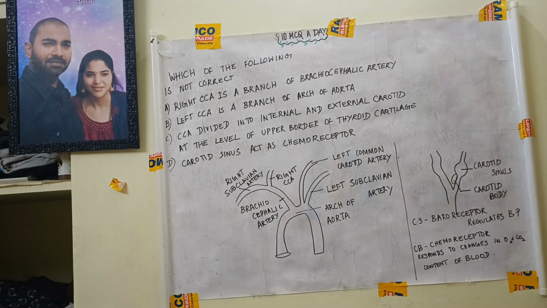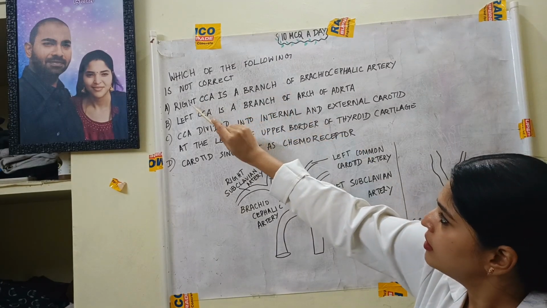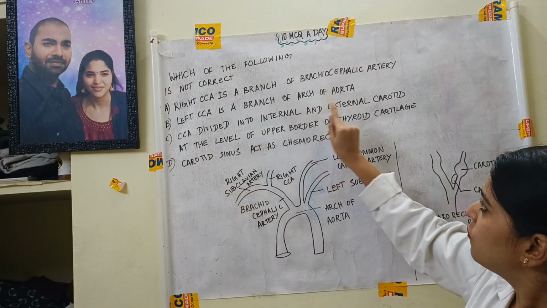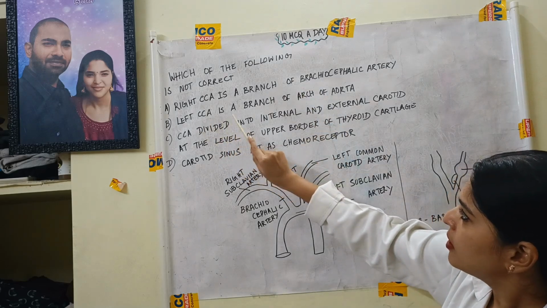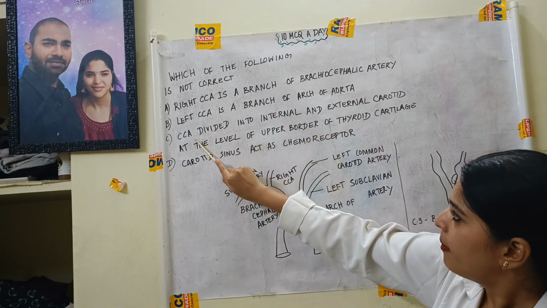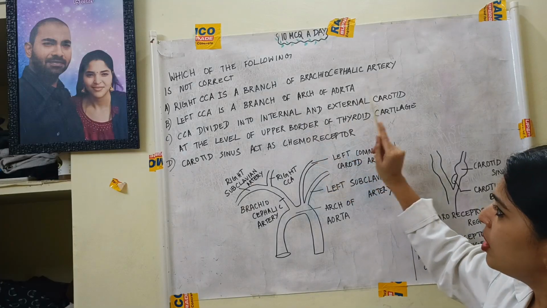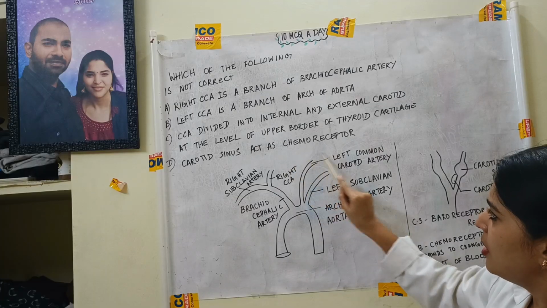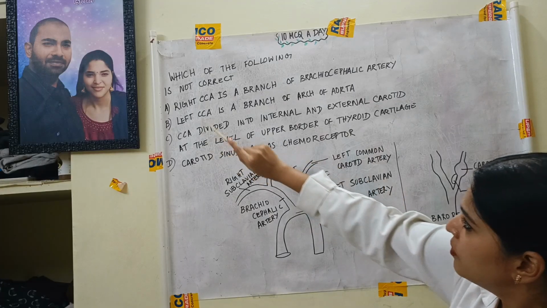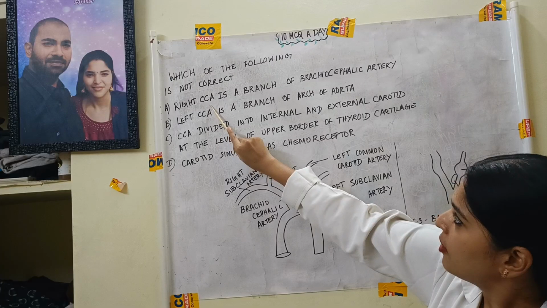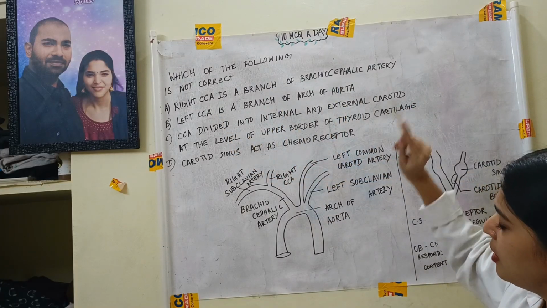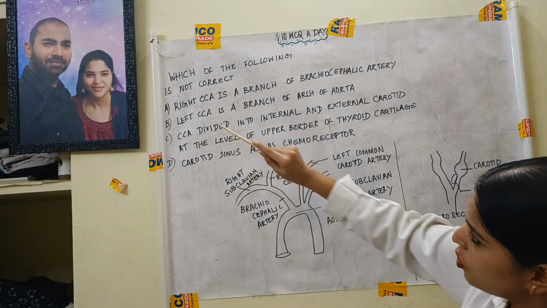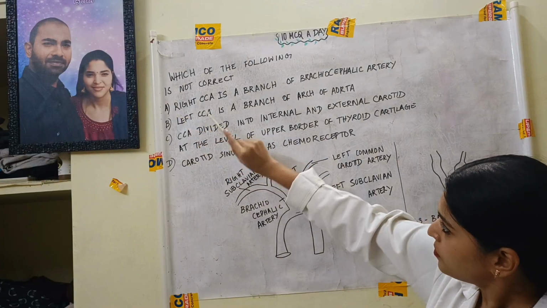The next MCQ. Which of the following is not correct? Option A, right common carotid artery is a branch of brachiocephalic artery. B, left common carotid artery is a branch of arch of aorta. C, common carotid artery divides into internal and external carotid at the level of upper border of thyroid cartilage. D, carotid sinus acts as a chemoreceptor. So, the first option, right common carotid artery is a branch of brachiocephalic artery. So this is the right common carotid artery. It is a branch of brachiocephalic artery. So option A is the correct statement.